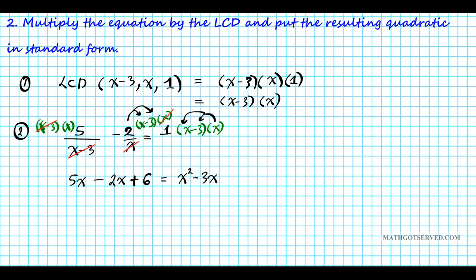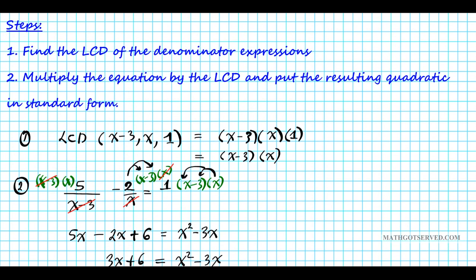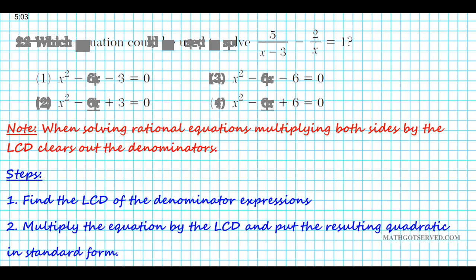So let's see, what can we do here? We can do some combination. 5x minus 2x is 3x plus 6 is equal to x squared minus 3x. And then just subtract 3x from both sides and subtract 6. Subtract 3x and subtract 6. And that will give us x squared minus 6x minus 6 equals 0. We're not solving it completely. So our answer is option number 3.